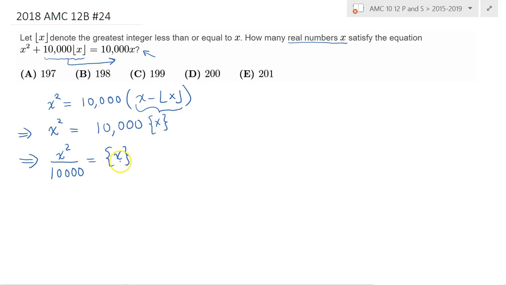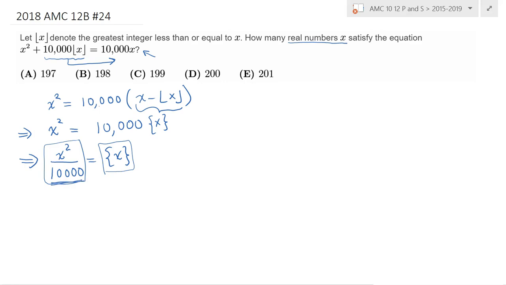Now, as you all know, the fractional part of x ranges from 0 to 1. It creates a piecewise function on the right hand side here, and on the left hand side we have a nice continuous function, which is a parabola divided by 10,000. You might wonder when it hits 0 and 1 in particular. It will accept the value of 0 when x is equal to 0, clearly, and when x is equal to plus or minus 100, the left hand side becomes 1.